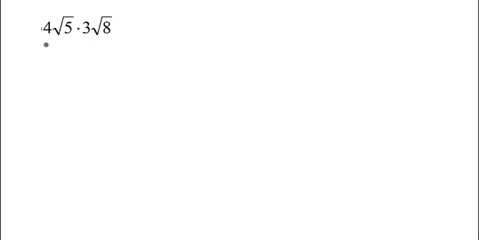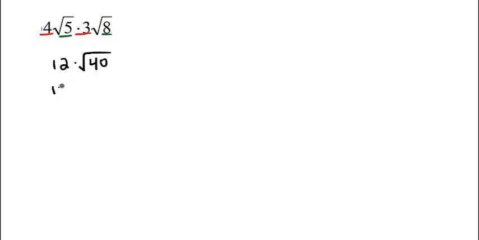So we're going to do 4 times the 3, and that's going to give us 12. And then you multiply anything that is under the radical by anything else that's under the radical. So 5 is under the radical, 8 is under the radical, so you're going to do 5 times 8, and that's going to give us the square root of 40. Okay, and now it's just a matter of simplifying things.